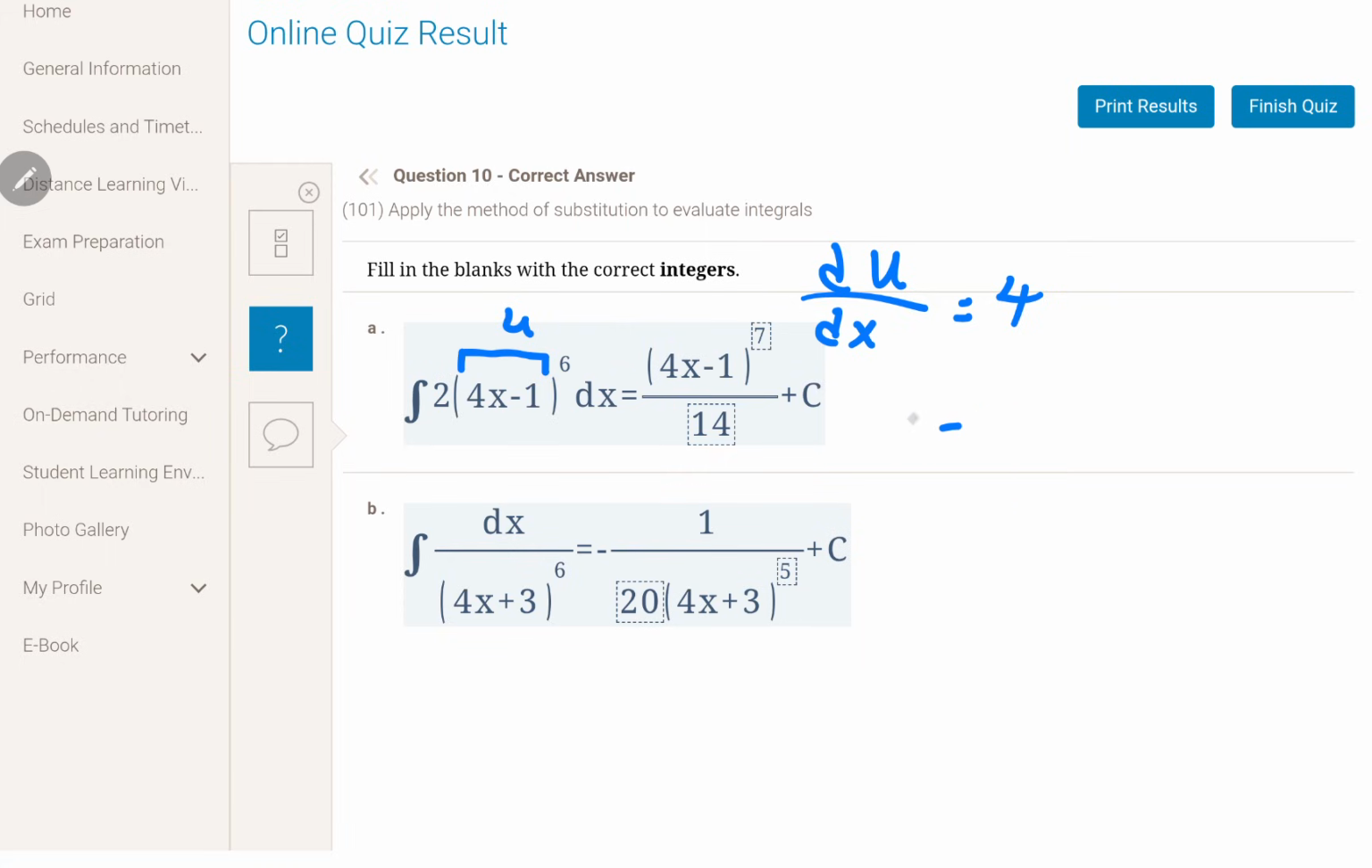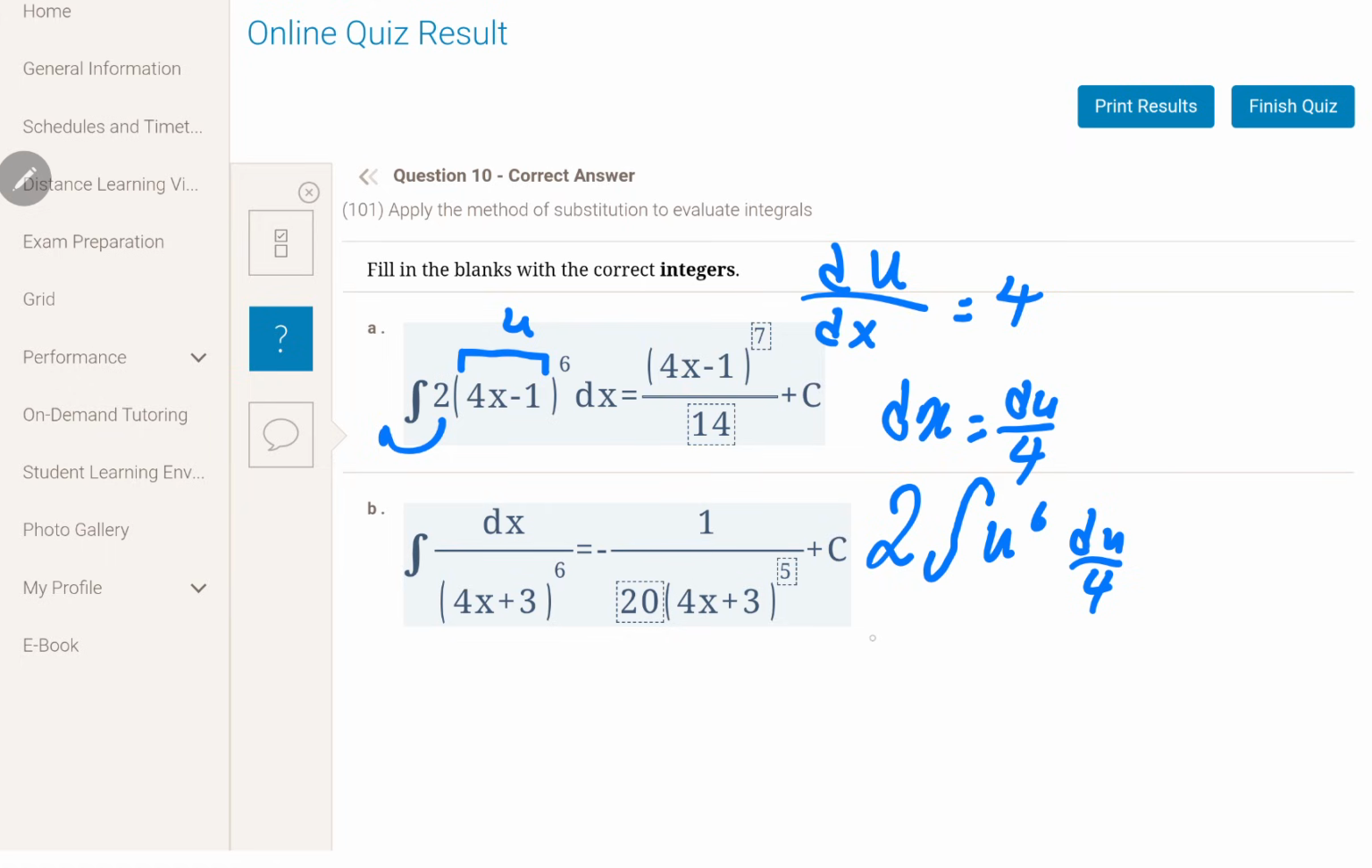Normally we do du is equal to 4 dx. But here, you don't need that, because it's much simpler to consider dx as du over 4 and substitute it there, which makes your life easy. First of all, 2 is a constant, so you can take it out. So what is the integral so far? 2 integral of u to the power of 6 du over 4. You can take 1 over 4 out, so you'll get 2 times 1 over 4, which is 1 over 2. 1 over 2 integral of u to the power of 6 du.